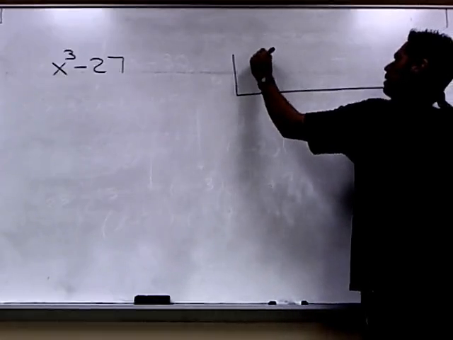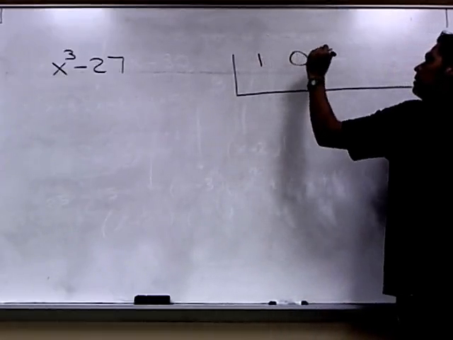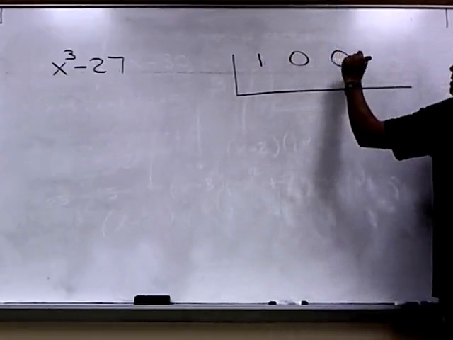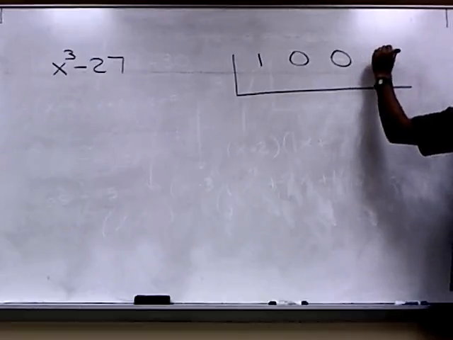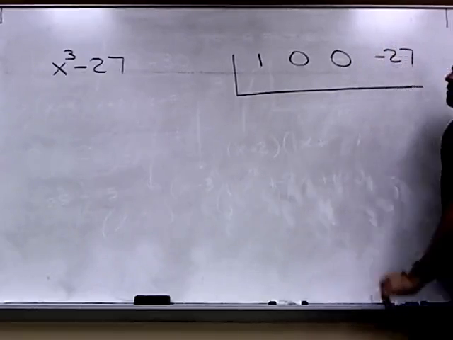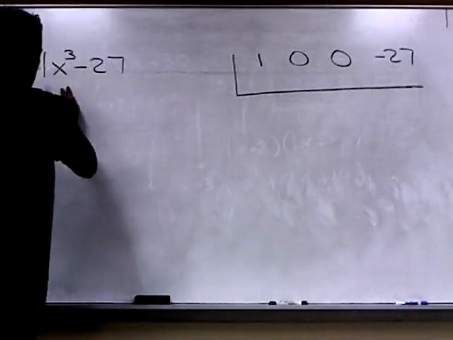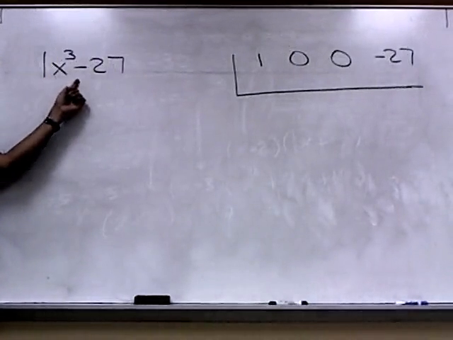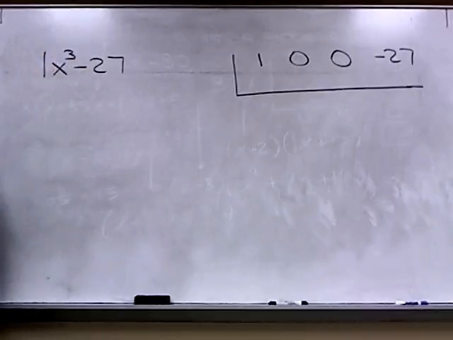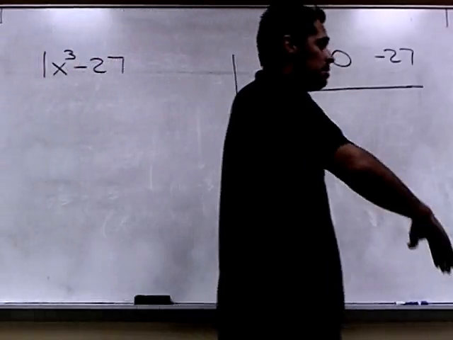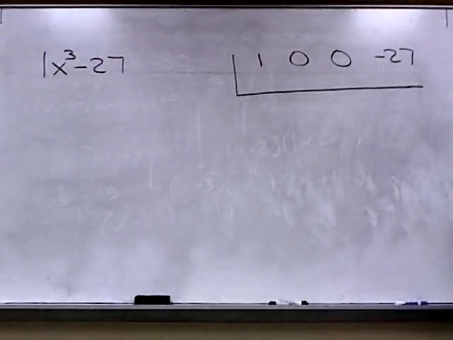1, 0, 0 again, negative 27 now. So we have a 1 in front of the x cubed. We don't have an x squared, so a 0. We don't have an x, so a 0. And then we have negative 27. So that's our synthetic division box. And now we come up with the number. So let's go with 3.